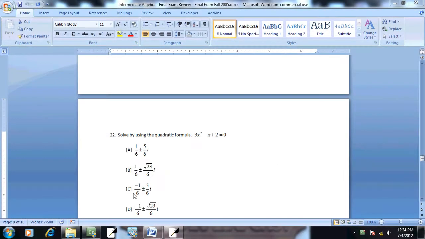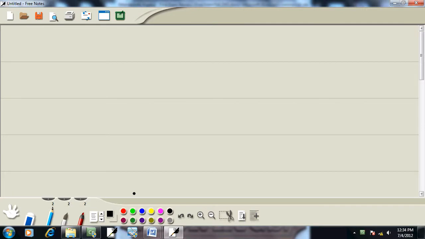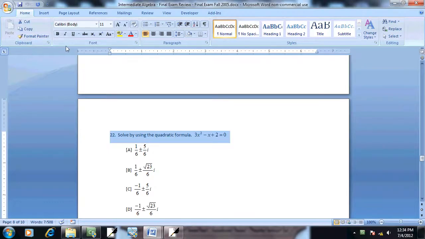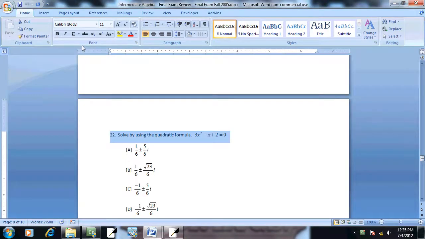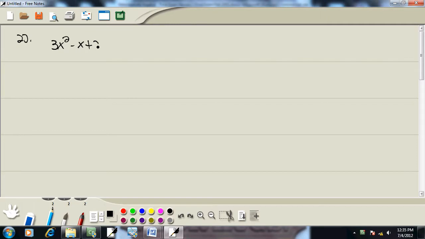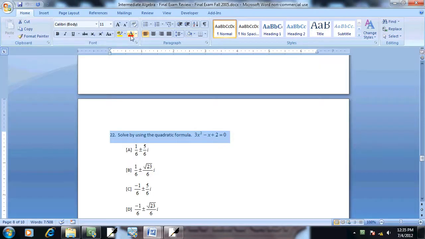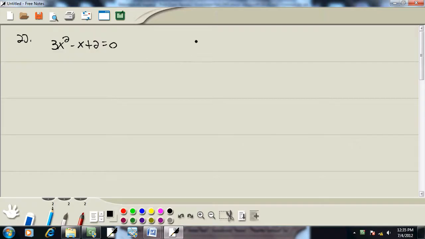Let's take a look at problem number 22. We got 3x squared minus x plus 2 equals 0. And it says solve this by using the quadratic formula. Just refresh your memory on the quadratic formula.